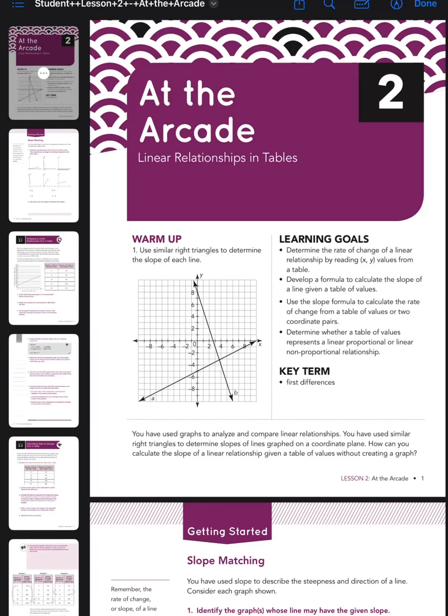All right, next unit here, looking at our next topic, linear relationships and tables in our second lesson. A little warm-up activity today is just looking at similar right triangles to determine the slope of each line. So again, we're just looking at rise over run to find our slope of any given line.